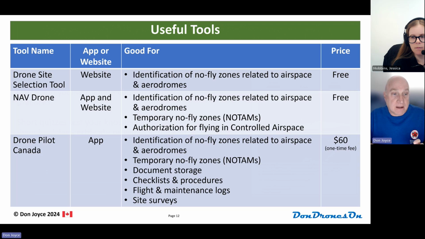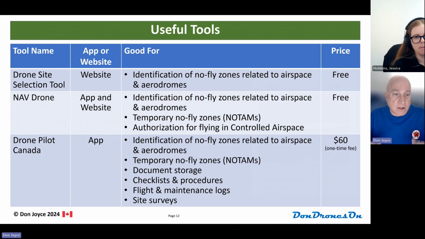It's put out by Nav Canada. It is both an app and a website, and it'll do everything that the drone site selection tool will do. It will also show you temporary no-fly zones. So, for example, the Grey Cup game has a temporary no-fly zone around it, and it'll show those on the map. And this tool is the one and only way to get authorization for flying in controlled airspace. There's only one catch with the tool: it's not very user-friendly.